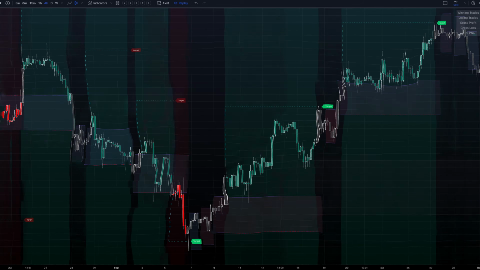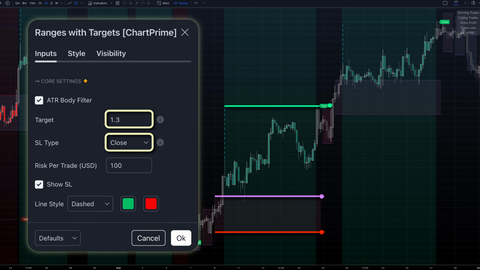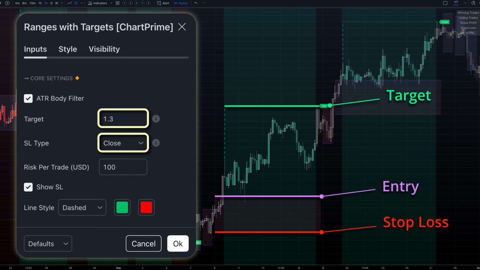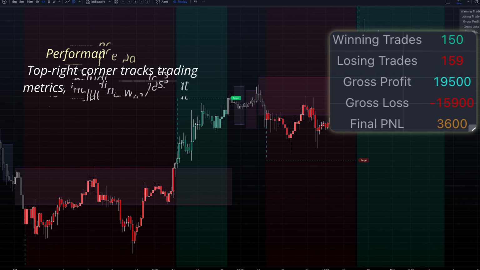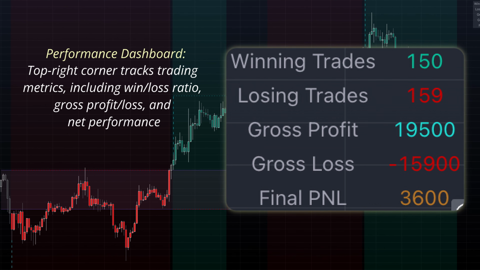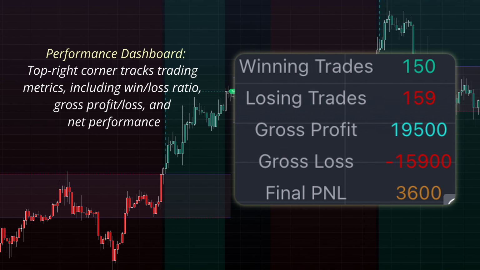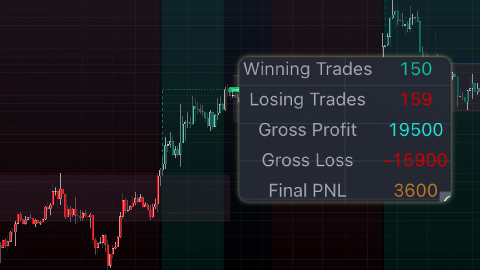You can adjust risk-reward settings using a target multiplier, which helps in setting take-profit and stop-loss levels, according to individual risk preferences. A performance dashboard in the top right corner tracks trading statistics, including winning and losing trades, gross profit and loss, and net performance, P&L.